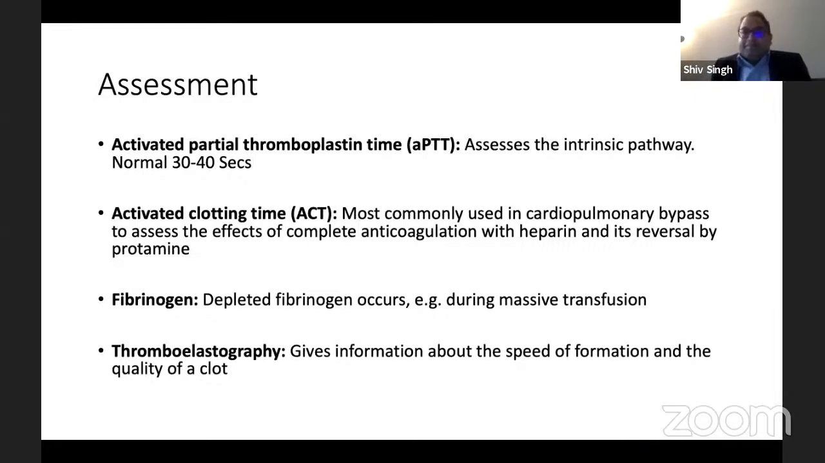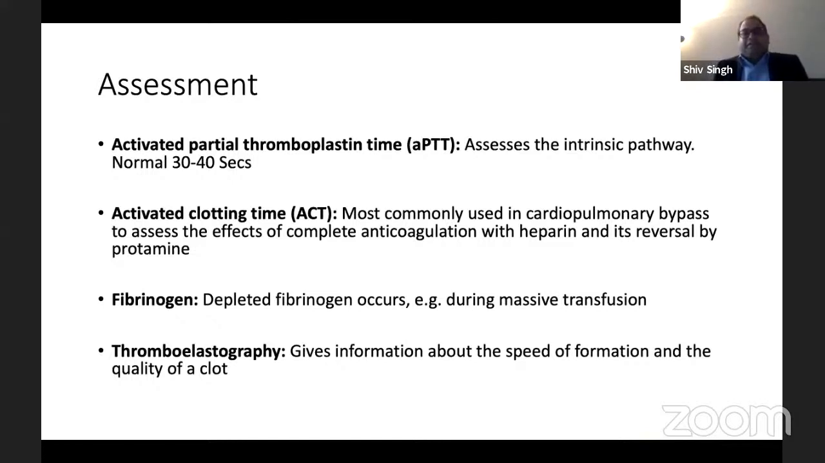ACT can be done at the bedside, and this is commonly used in the vascular theaters or when patients have gone on cardiopulmonary bypass, where we're giving large doses of heparin. It's also important when you want to reverse the heparin with protamine, so activated clotting time is important for that. Fibrinogen levels are important, and they are depleted during massive transfusion. You can also make them out when you use thromboelastogram.